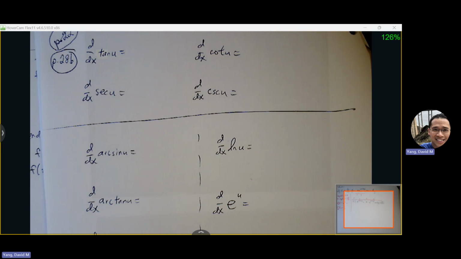And again, there are actually 3 more rules that we need to know, but I'm leaving those out. Those are arc cosine of u, arc cotangent of u, and arc cosecant of u. And those are just the negative versions of these unique ones.